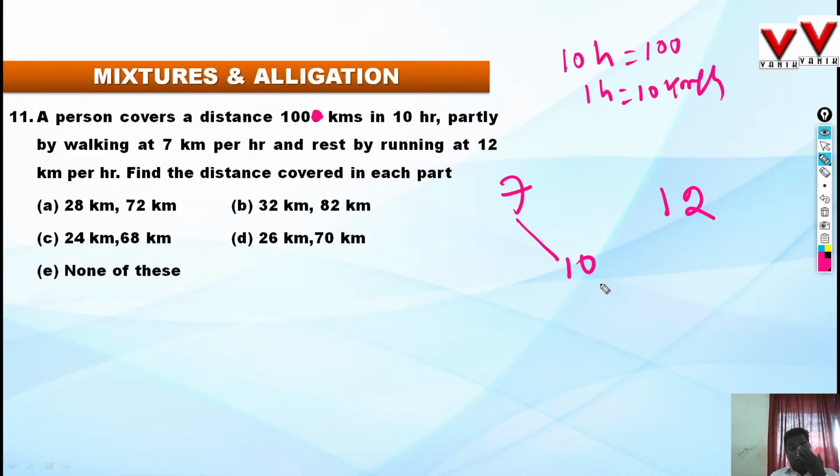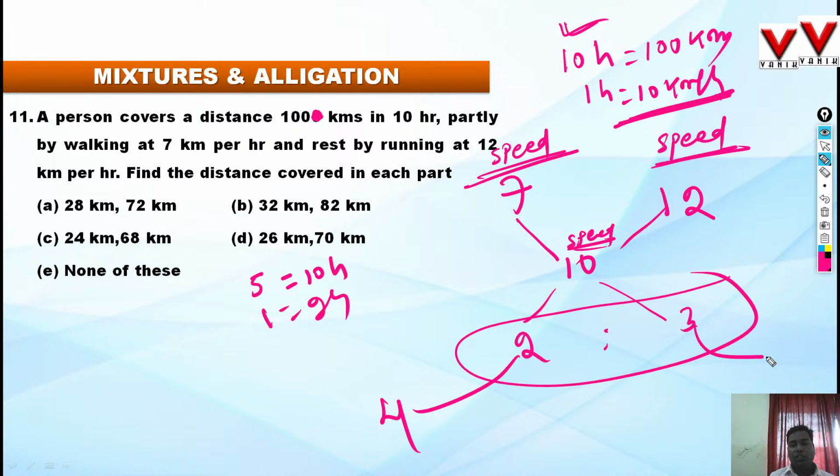In 10 hours covers 100 kilometers. In 1 hour it covers 10 kilometers per hour, the average speed. We get that time ratio. 2 plus 3 is equal to 5. 5 is equal to 10 hours. 1 is equal to 2 hours. 2 is equal to 4 hours. 3 is equal to 6 hours. Speed for walking 7 km per hour. It takes 4 hours to cover the distance. The distance covered by walking, 7 into 4, is equal to 28 kilometers.